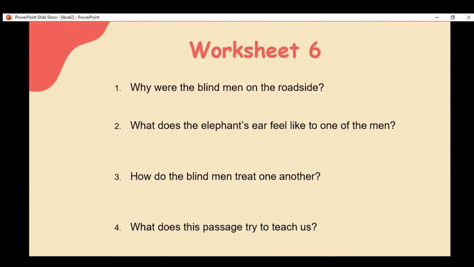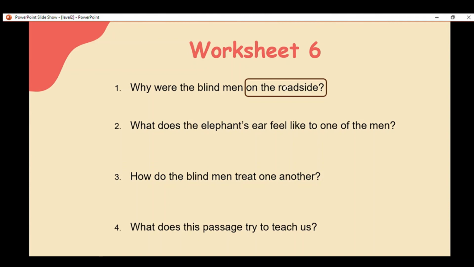Next is worksheet 6. Question number 1. Why were the blind men on the roadside? The question here is why, so it needs a reason to answer. The clue here is on the roadside, so what is the reason that the blind men were on the roadside? This could be your opinion.